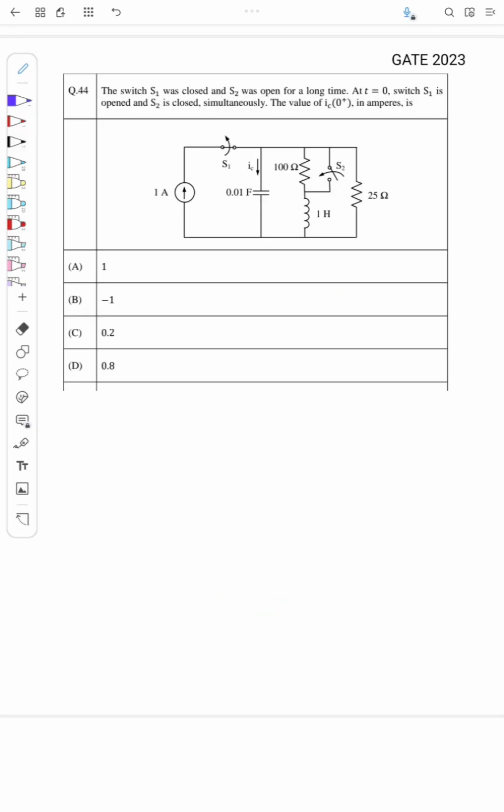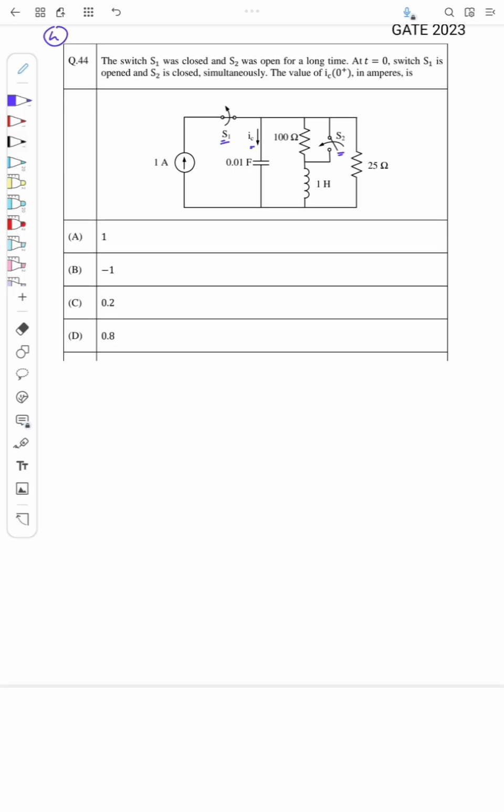So this is a question from GATE 2023, and the question is, the switch S1 was closed and S2 was open for a long time. At t equal to 0, the switch S1 is opened and S2 is closed simultaneously. The value of IC 0 plus in ampere is. So when S1 is opened and S2 is closed, what will be the current IC initially from the capacitor? That's what the question is.